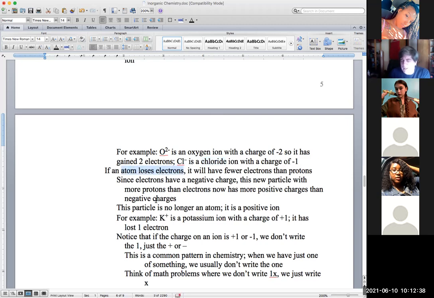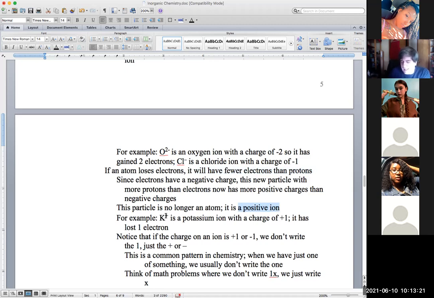Now, suppose we have an atom that loses electrons. If you think about it, this means we have fewer electrons than we do protons. If we started out with 11 protons and 11 electrons, and we lose 1 electron, now we have 11 protons and only 10 electrons. Since electrons have a negative charge, if we lose electrons, we're going to have more positive charges. So this is now called a positive ion.